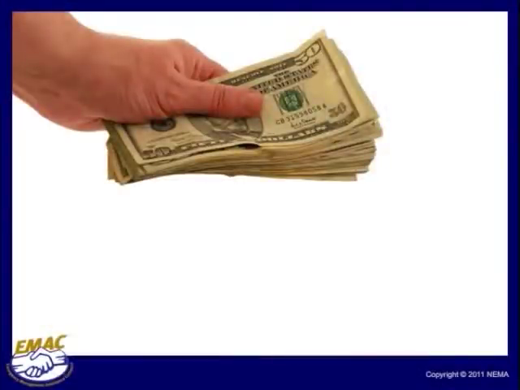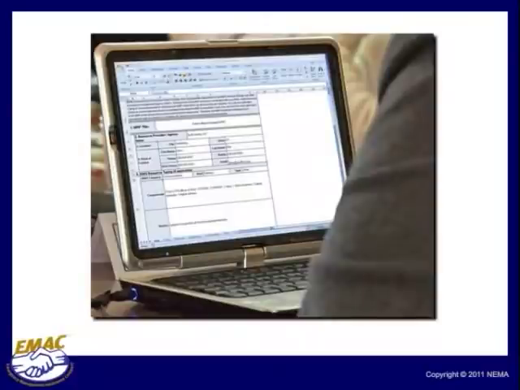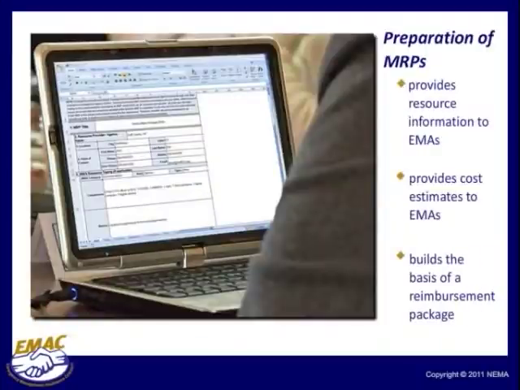Reimbursement for your mission begins with the development of a response-specific mission-ready package. Start now to develop your package to ensure that you have included all costs associated with deployment of your resource. Preparing now will provide both resource information and cost estimates to requesting and assisting state emergency management agencies during EMAC's request and offer phase, and it will build the basis of your reimbursement package when you return home from a mission.